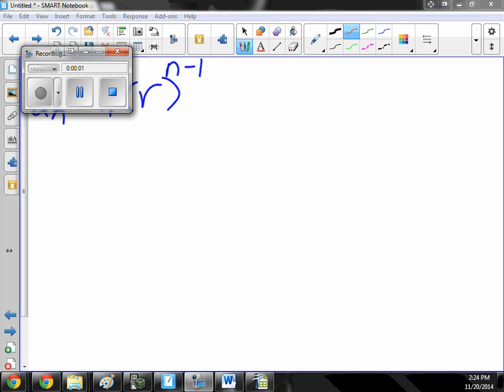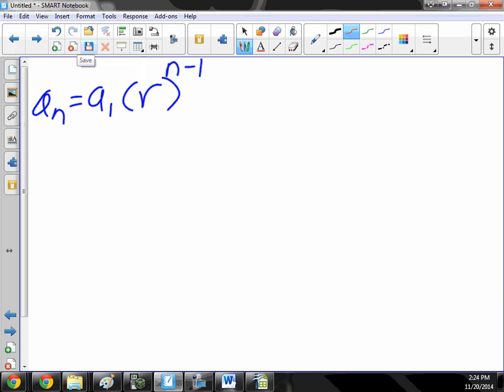On the second side of this worksheet, we're going to use the explicit formula every time. There it is. So what if a sub n is unknown? How do you find a sub n? Plug all the others into your calculator and hit enter. That's easy.